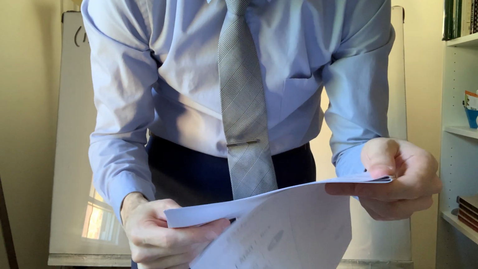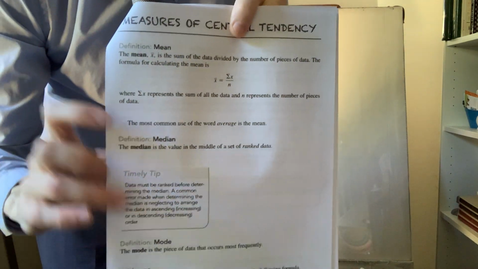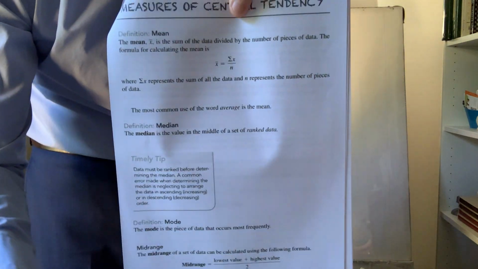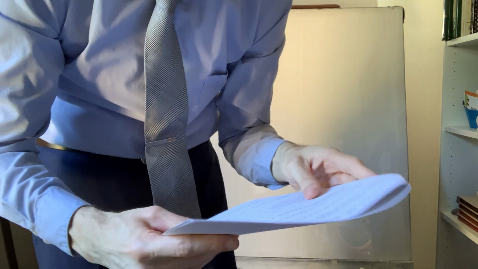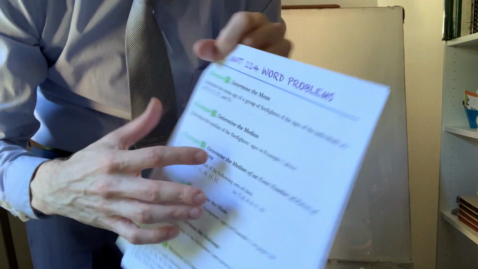This is swiped from the textbook. It's just a black and white copy because my printer's running out of ink. Of the same information, and also measures of position. And then we'll do some word problems.